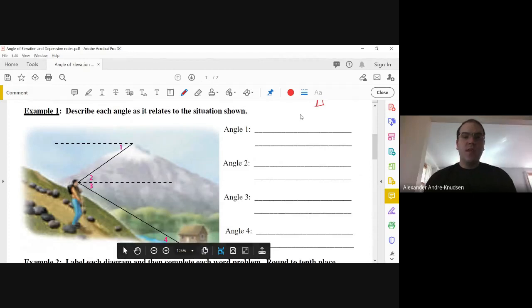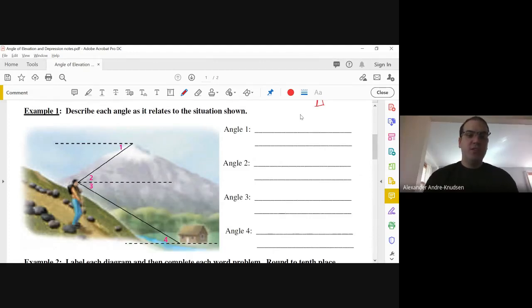So angle 1, as it relates to this situation, the peak of the mountain up here, looking down to the cabin here, we're going to call angle 1. This is from the perspective of the peak of the mountain. That's where the horizontal line is. So this would be our right triangle made. And angle 1 would be an angle of depression. Whereas angle 2 is from the person looking up to the peak of the mountain, making this triangle. Angle 2 would be an angle of elevation.